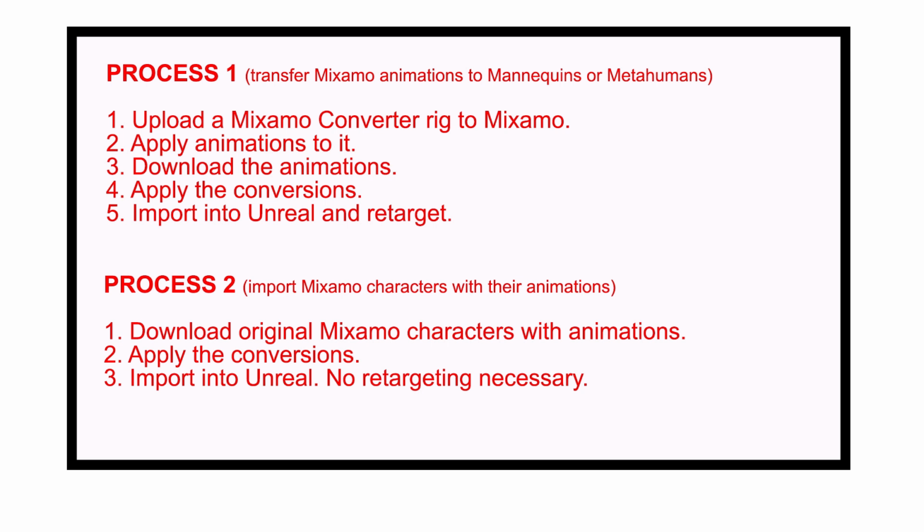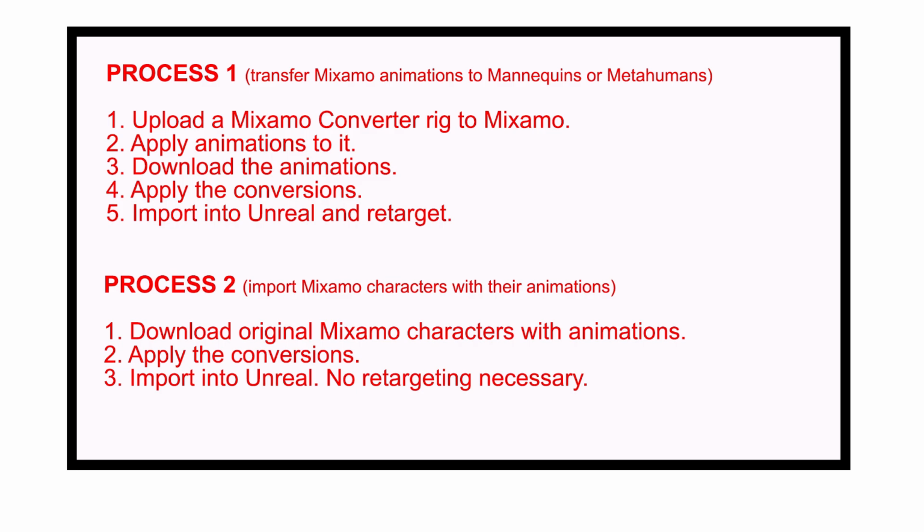So I just wanted to clarify that there's 2 separate processes depending on what you're wanting to work with. If you're wanting to work with Mixamo characters alone, you would do process 2. If you're wanting to transfer the Mixamo animations to mannequins or metahumans, then we want to do process number 1. The only issue is we really can't do process number 1 until we've downloaded the converter. So that's why it seems a little bit out of order. But at least I've shown you kind of the beginning of process 2.